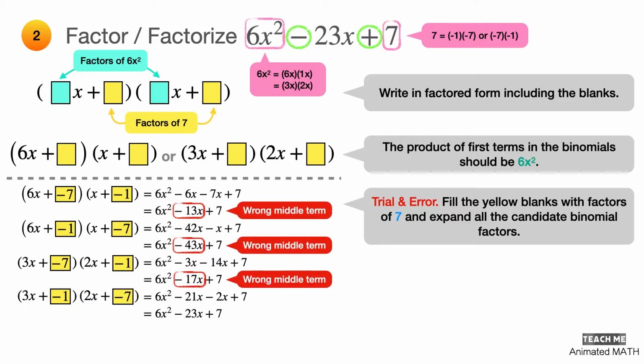The middle term of the fourth candidate factors is negative 23x, which is exactly what we are looking for. Let's rewrite the factored form a little bit. The final answer is 3x minus 1 times 2x minus 7.